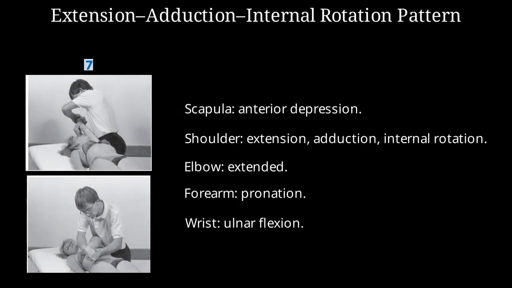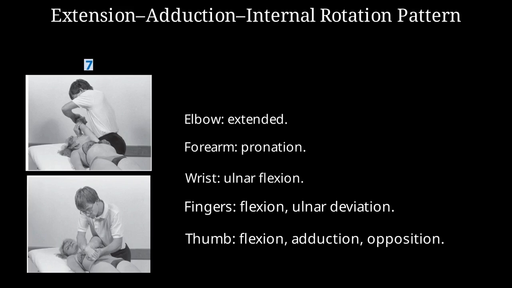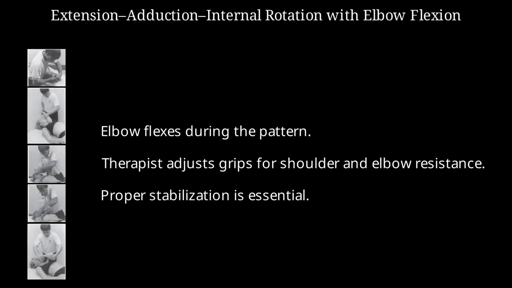This pattern features anterior depression of the scapula, extension, adduction, and internal rotation of the shoulder, with the elbow extended, forearm pronated, wrist in ulnar flexion, fingers flexed, and thumb in opposition. Proper grip and resistance are essential for effective movement. In this variation, the elbow flexes as the shoulder and wrist move through the pattern. The therapist adjusts grips and provides resistance to both shoulder and elbow, ensuring proper movement and stabilization.